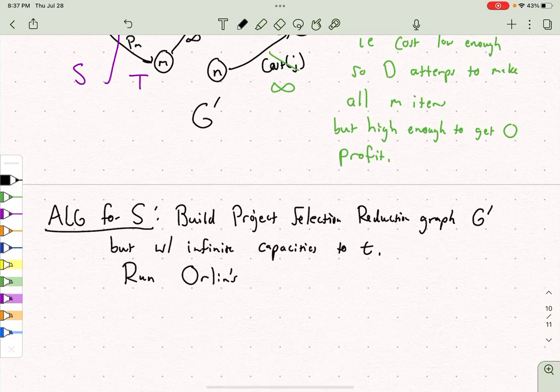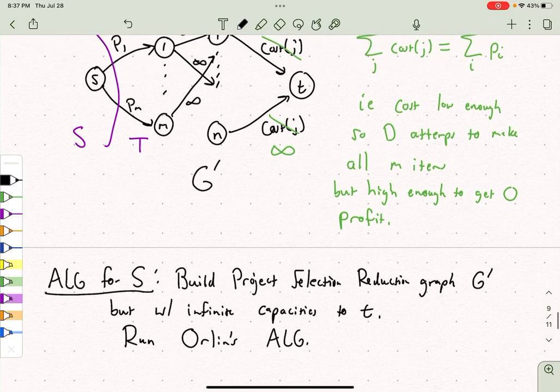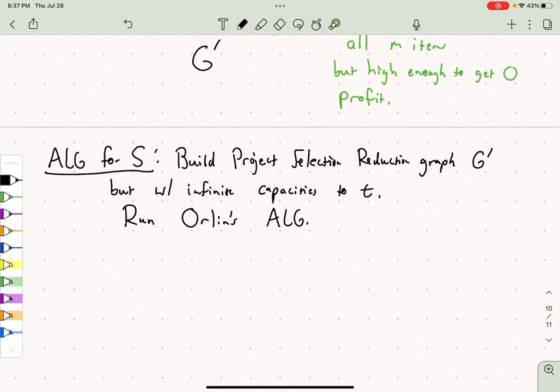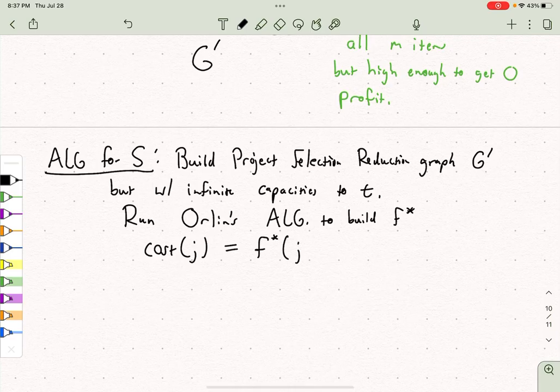Specifically, we'll use Orlin's, because again, here, these prices and costs could be very, very high. So then finally, the price, or we'll say the cost of item j, is just going to be equal to the flow that we compute. It'll exactly be the flow from j to T. And the total profit that company S gets from this will be the sum of company D's potential profits.